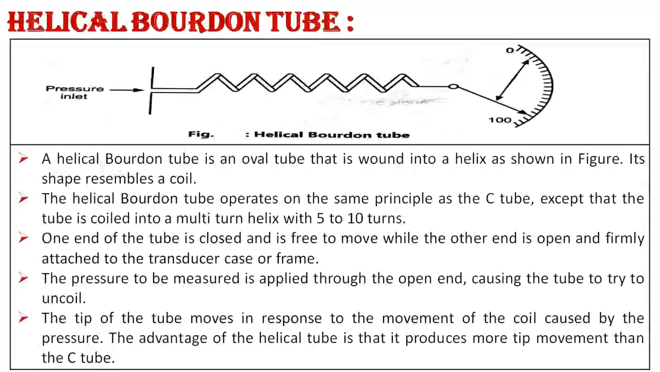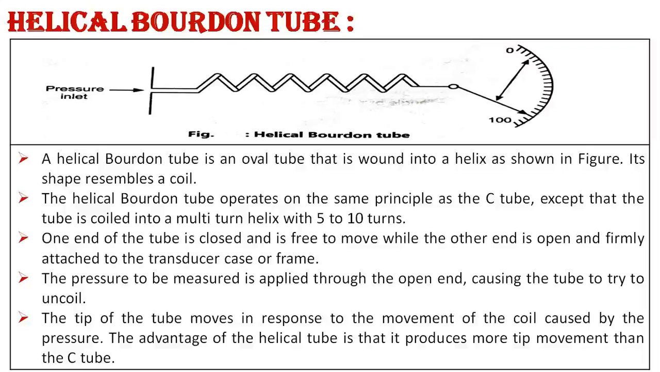Now, the second type of bourdon tube is the helical bourdon tube. Pressure is given to the helical type tube and there is deflection; the more pressure we apply, the more deflection we get. A helical bourdon tube is an oval tube that is wound into a helix as shown in the figure. Its shape resembles a coil. The helical bourdon tube operates on the same principle as the C tube, except that the tube is coiled into a multi-turn helix within 5 to 10 turns.